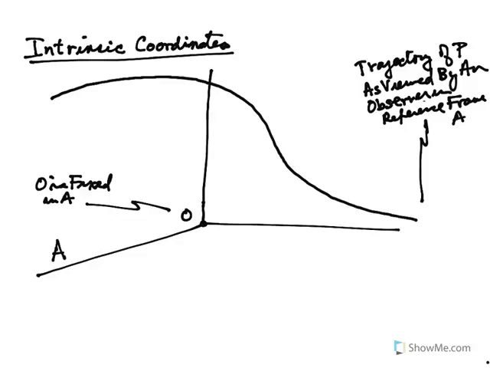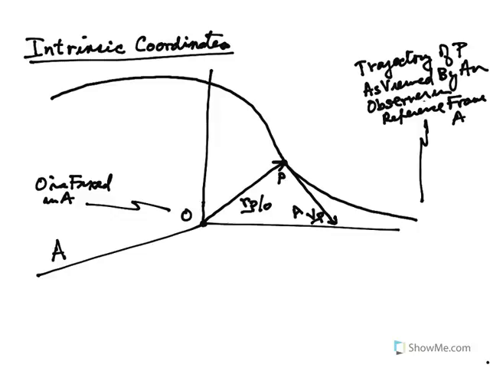Now, at some point along this path, the point P is located qualitatively where I've shown it. And the vector from O to P defines the position of P relative to O. Now, intrinsic coordinates are set up as follows: at this point P, consider the velocity of point P relative to reference frame A. This is the velocity of point P as viewed by an observer in reference frame A.